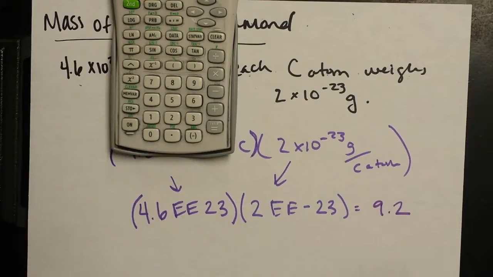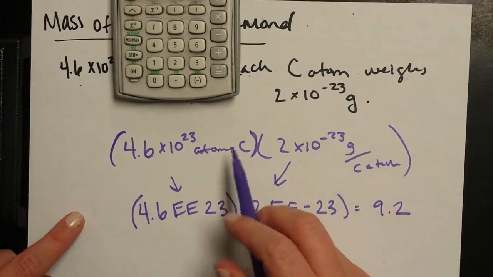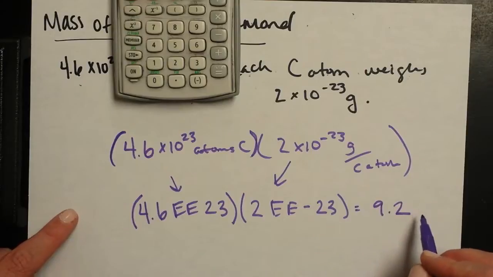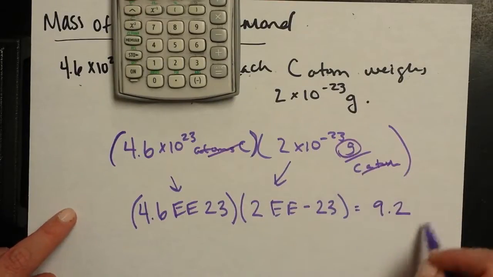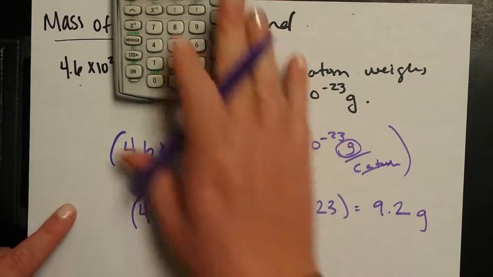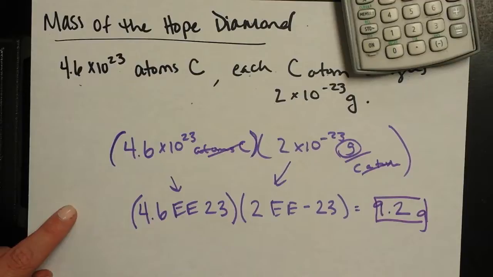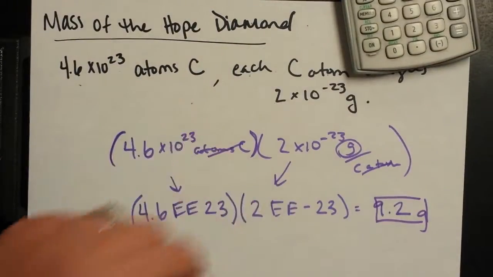Now it's a naked number, and we'll see a more convenient way of keeping up with these. But if I know I've got that many atoms and each atom has that mass, that means that when I get the product of them, I'm not talking about atoms anymore. Now I'm just talking about that mass in grams. So the Hope Diamond weighs like 9.2 grams. It's pretty heavy for a diamond. I wish my diamond weighed 9.2 grams. That'd be pretty cool.